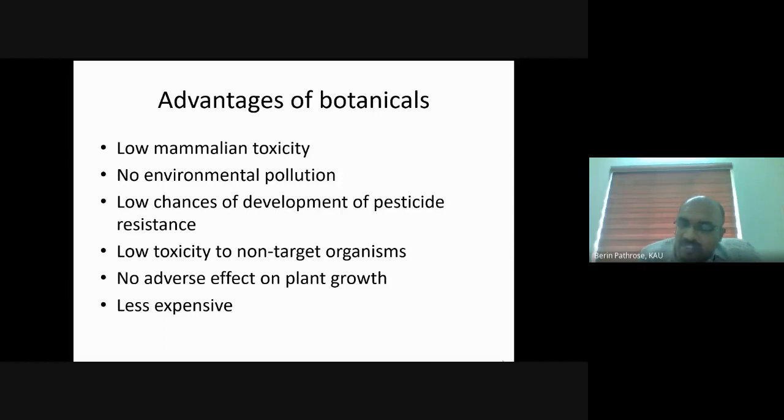So if you see the advantages, it has low mammalian toxicity, it doesn't cause any environmental pollution, the chances of development of resistance are low, it has low toxicity to non-target organisms, it doesn't show an adverse effect on plant growth, and it is less expensive. Though certain statements may not always be true, like low toxicity to non-target organisms, no adverse effect on plant growth, less expensive, etc. In some cases, it's not true.